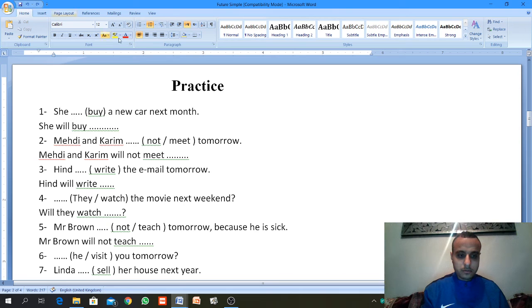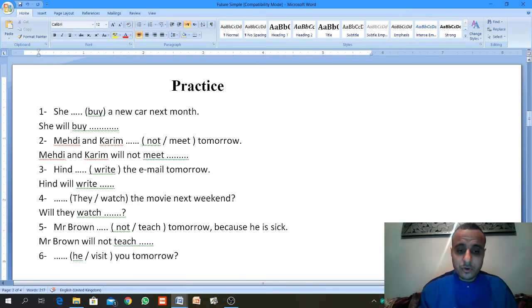Now the next sentence is: he visits you tomorrow. So we have a question mark. So this is an interrogative sentence. What is the rule for the interrogative? Will plus subject plus infinitive without to. So we put will. What is the subject? He. Infinitive without to visit you tomorrow plus our question mark.